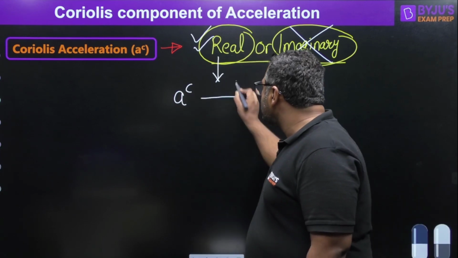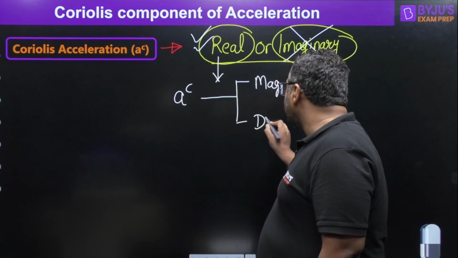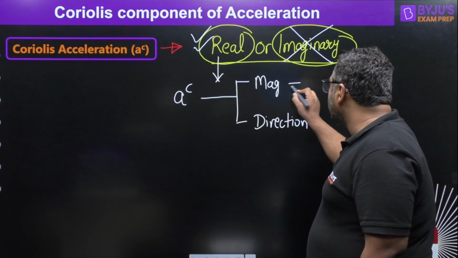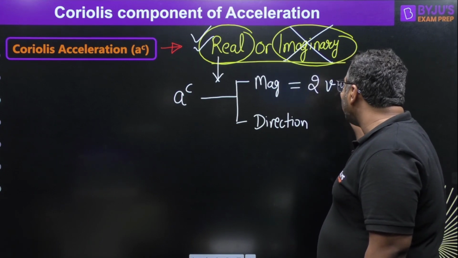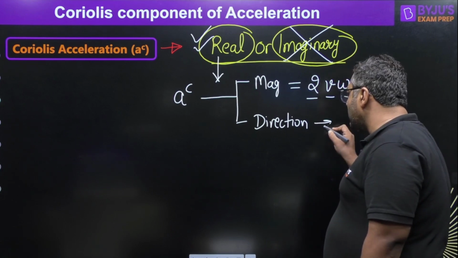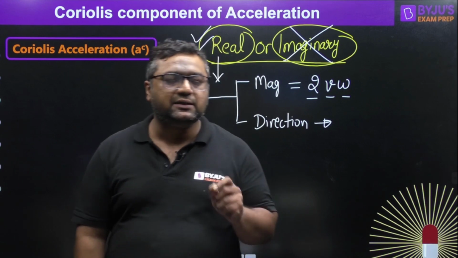So this acceleration also has both magnitude and direction. And my dear, the magnitude of this acceleration is given as 2v omega. I will tell you what v and omega are in this, and we will talk about the direction also. First thing, it is not an imaginary acceleration, but a real one.